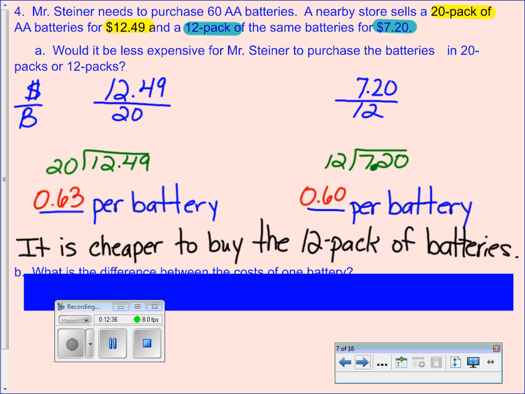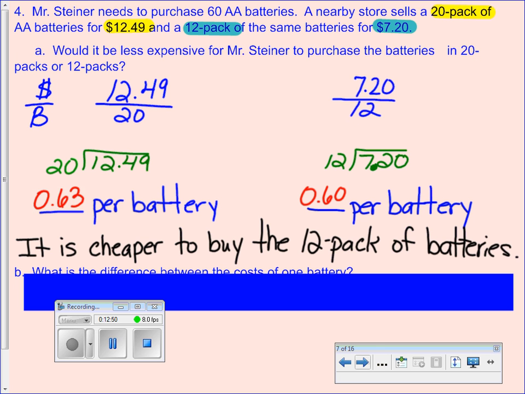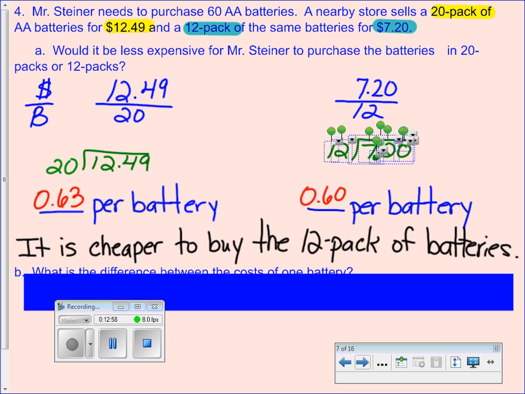So I highlighted my two ratios in different colors. So I set up my little key, dollars to batteries. So the 20-pack is $12.49 per 20. So that's my first ratio. My second ratio is that it's $7.20 for 12 batteries. I use my division to get each one down to the unit rate. So the first pack is 63 cents per battery. The second pack is 60 cents per battery. So it is cheaper to buy the 12-pack of batteries.